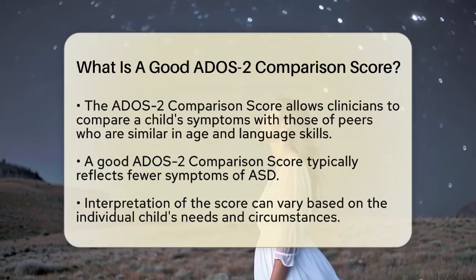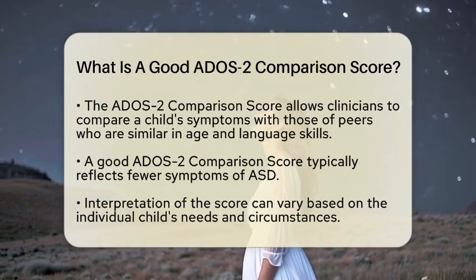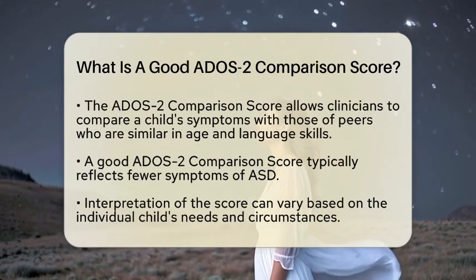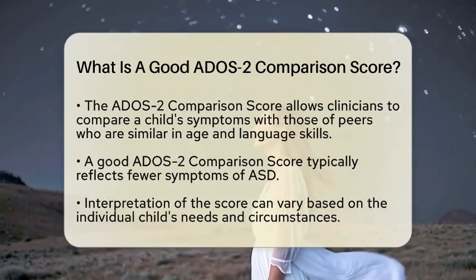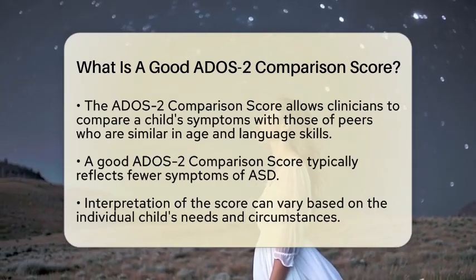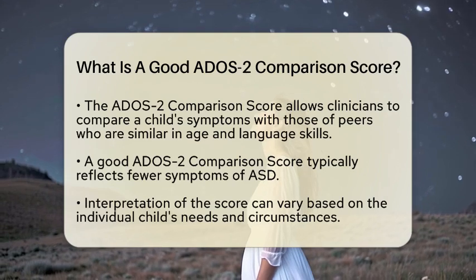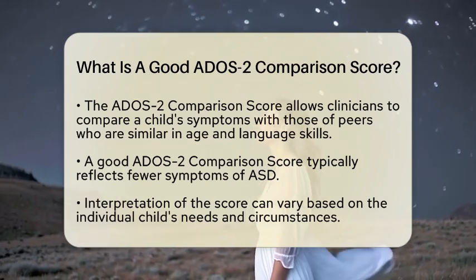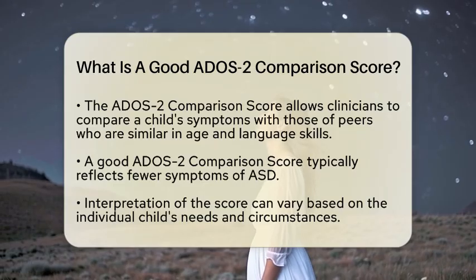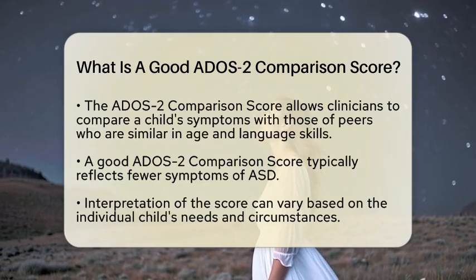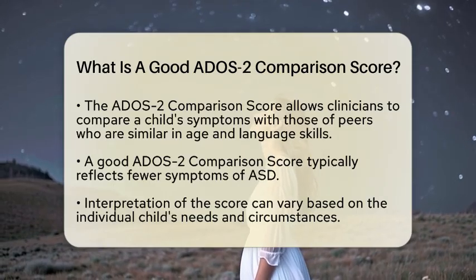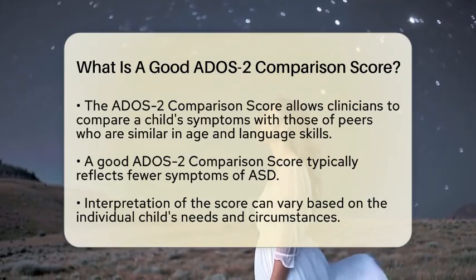The ADOS-2 comparison score allows clinicians to compare a child's symptoms with those of other children who are the same age and have similar language skills. This comparison helps to understand how a child's symptoms stack up against others diagnosed with autism spectrum disorder. A good ADOS-2 comparison score generally indicates fewer symptoms of autism spectrum disorder.